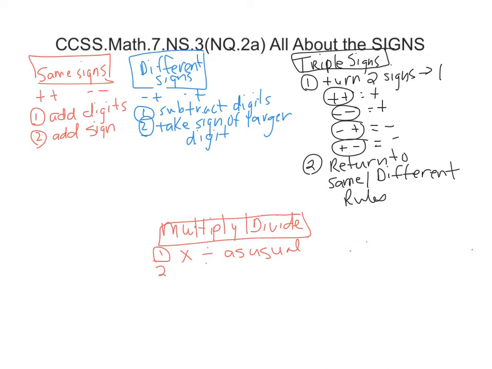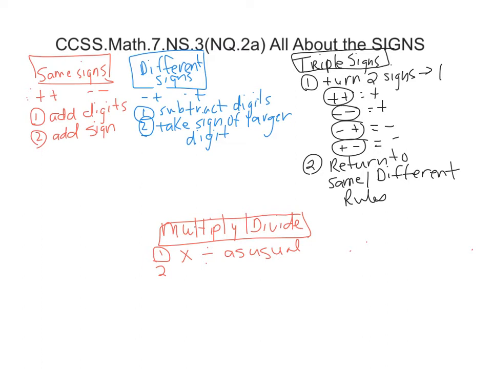If you already know a different way, by all means use it, as long as you get these all right. All right, this is an overview. We're looking at same signs. They're either both positive or both negative. And the two rules for them, because every one of these has a two-rule thing, is you add the digits and add the sign.